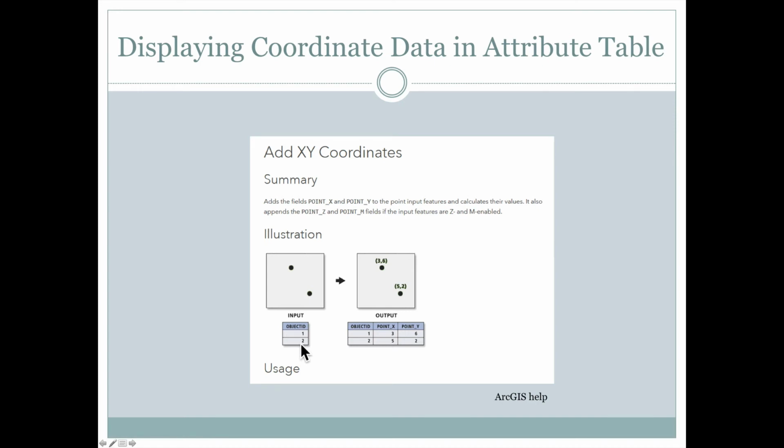In this example here, we have a feature class with 2 points in it. Each one of those has a unique object ID, and then we can use this add XY coordinates operator in order to put in 2 new columns, one called point underscore X and one called point underscore Y, that give the X and Y coordinates of those 2 points here. So we can add those points in some cases to the attribute table, the coordinate system, but they're not stored there. And so if we want to put those in, we have to use this add XY coordinate operator in order to do that.